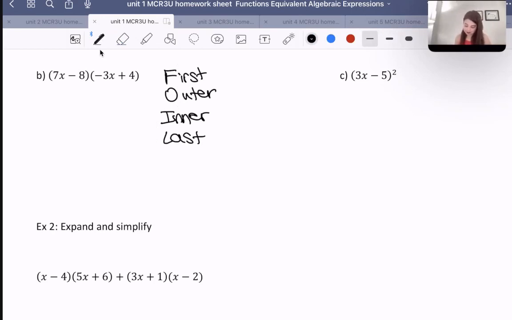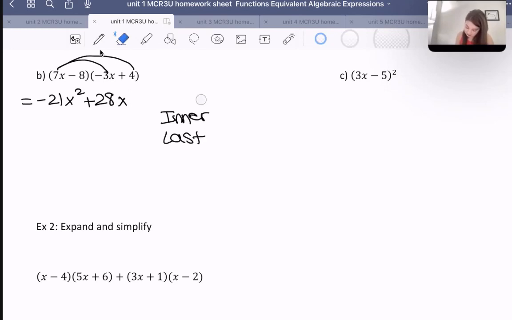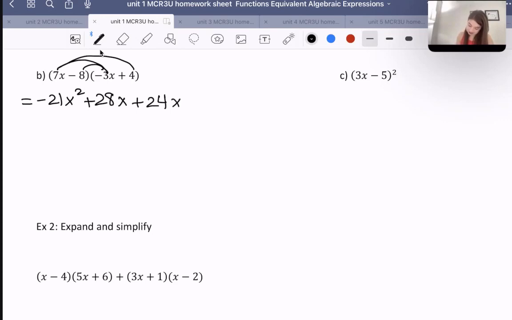So to do the FOIL method, first we must multiply the first two, right? So 7x is first in the first bracket and minus 3x is first in the second bracket. So that gives us minus 21x squared. Then we have our outer, so 7x and 4 are the outermost. So that's going to be plus 28x. And then we have inner, which is negative 8 and negative 3x, which will give us plus 24x. And then we have our last, which is negative 8 times 4, which is negative 32.